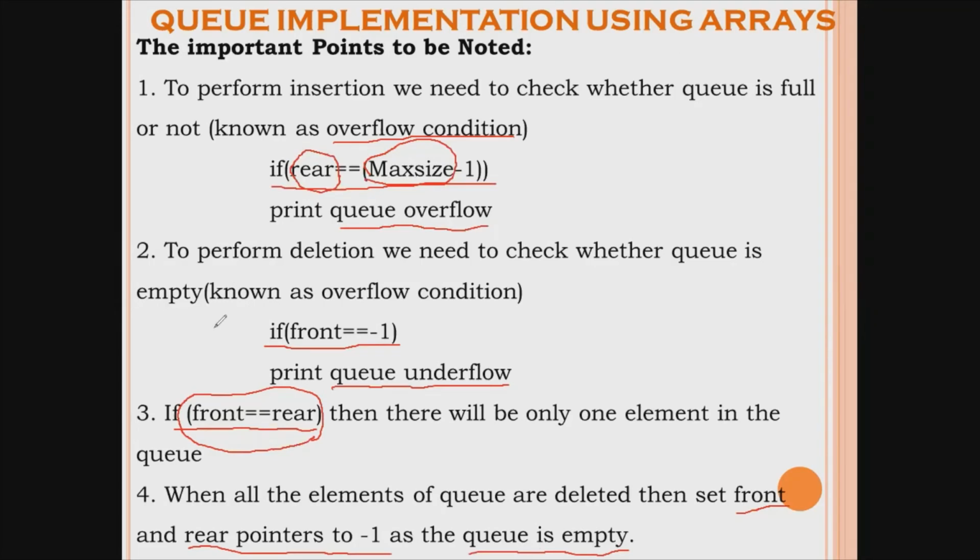These are the 4 important points to be noted while implementing the queue by using arrays. What is the first point? Overflow condition. To perform insertion, every time we need to check whether the queue is full or not. The other condition to be checked is underflow condition. To perform the deletion, we need to check whether the queue is empty or not. Next, the other condition to be checked is while performing the deletion, when the front is equal to rear, that means only single element in the queue, then set the front and rear pointers to -1. These are the important points to be noted while implementing the queue by using arrays.